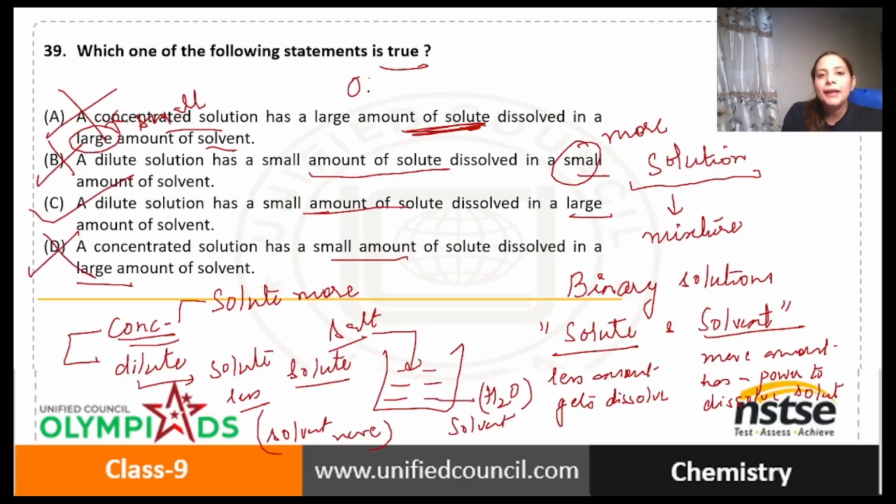So which option is correct, student, here? Option C is correct, because it is properly defined. Dilute solution, small amount of solute but more amount of solvent.